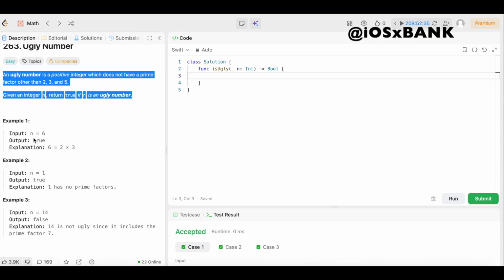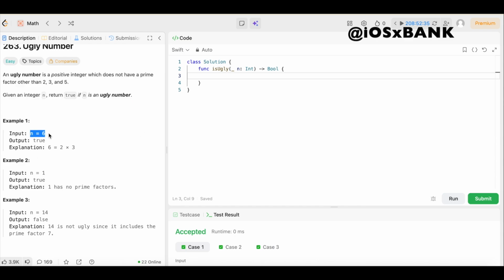In example 1, we have our input n equals 6. The output is true. It says 6 equals 2 times 3. So the prime factors here are 2 and 3. That makes it an ugly number because it does not have any other prime factors, or any other factors at all besides 2, 3, and 5. Boom. Now let's take a look at example 2.